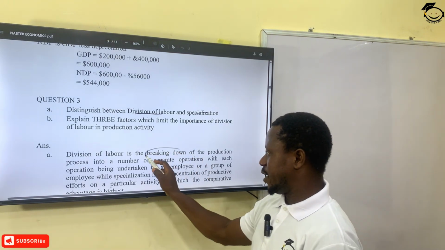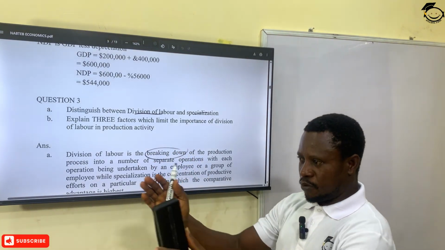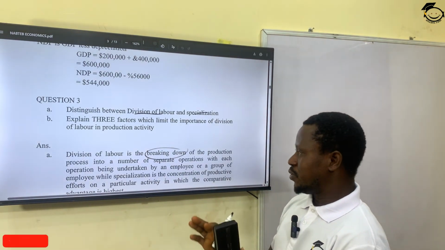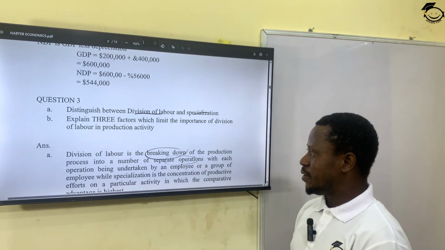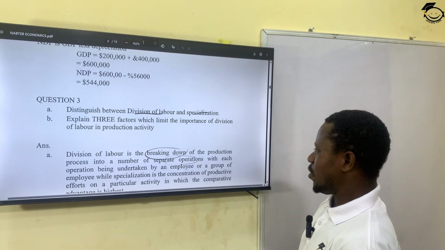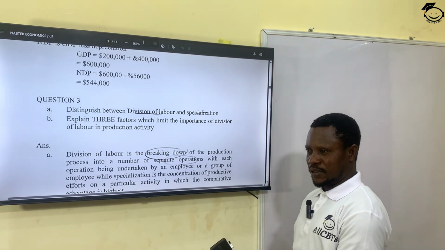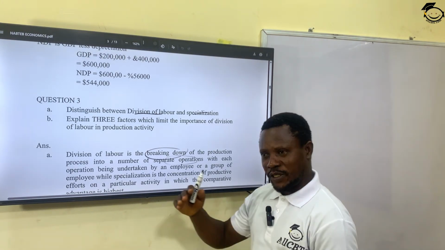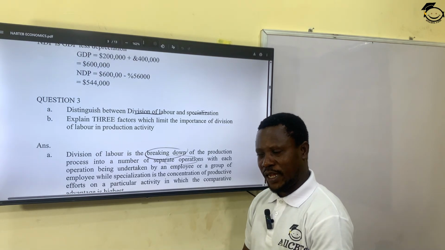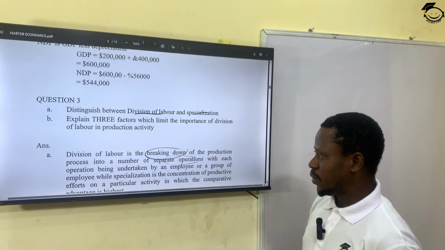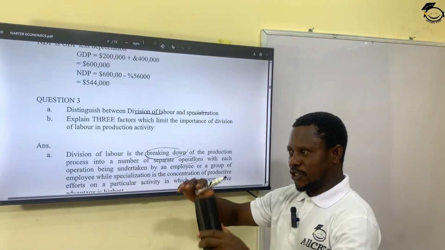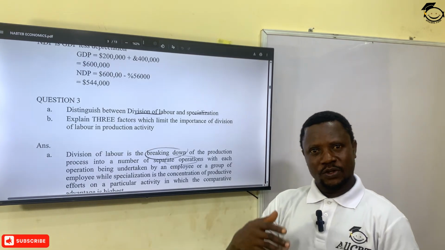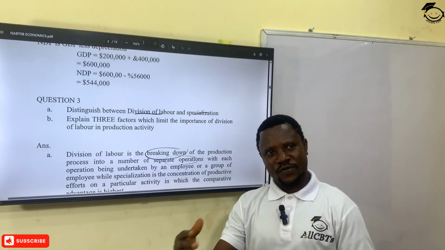It's talking about breaking down the production process. There's a production to be done, there's a process to be undertaken. You break them down into units, into separate operations, such that different persons or different employees undertake different sections of that particular production process. At the end of the day, it is going to lead to specialization, because when you keep doing a particular thing for a long time, what happens? You become specialized in that particular job, okay? So division of labor is that there's a job to be done, we'll break it down into smaller units, and we'll make different employees take charge of different sections of that production process.